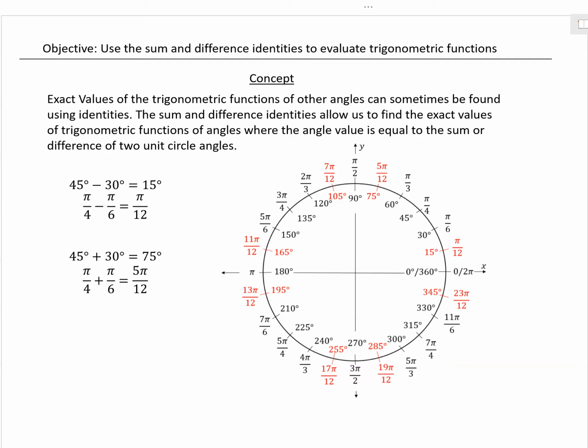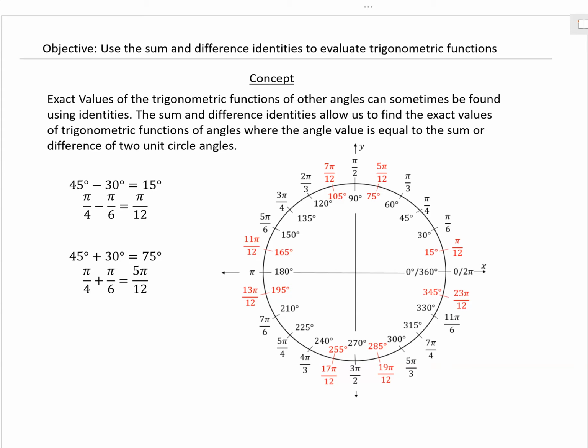and in this lesson we're going to talk about what we call the sum and difference identities. The sum and difference identities are trigonometric identities that allow us to find the exact values of the sine and cosine of some non-unit circle angles. Specifically, we can find the exact sine and cosine values of angles that are the sum of two unit circle angles or the difference of two unit circle angles.